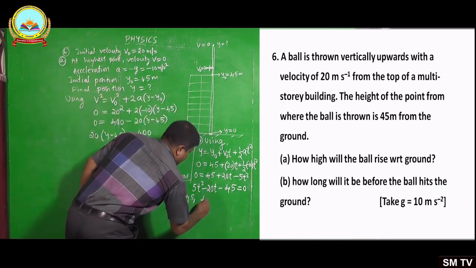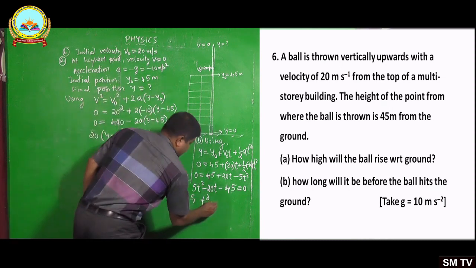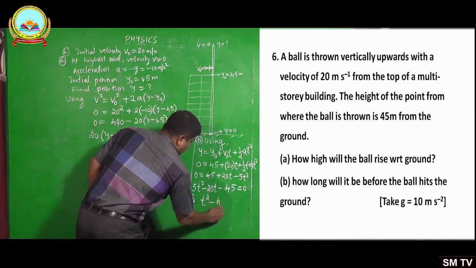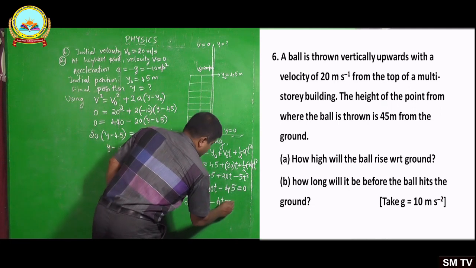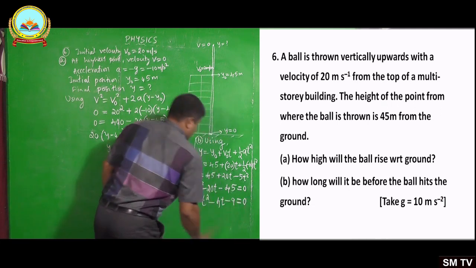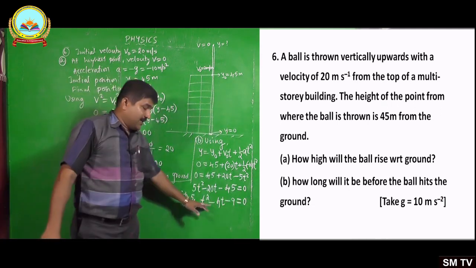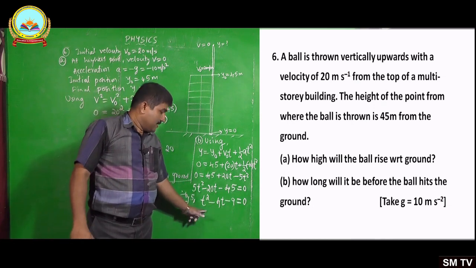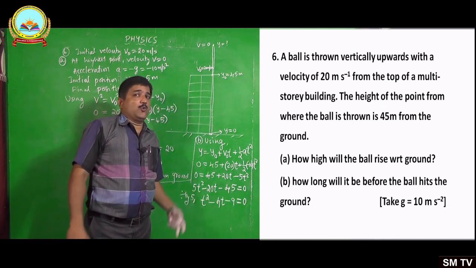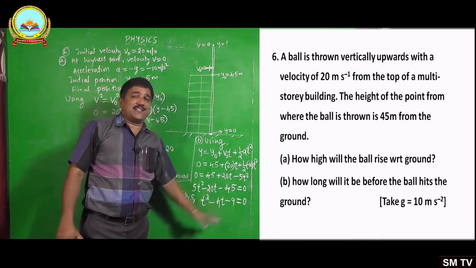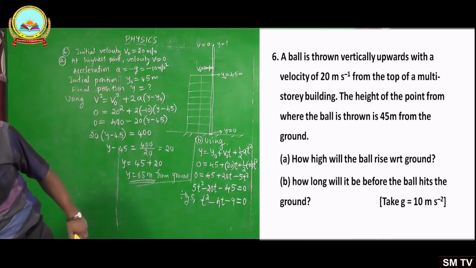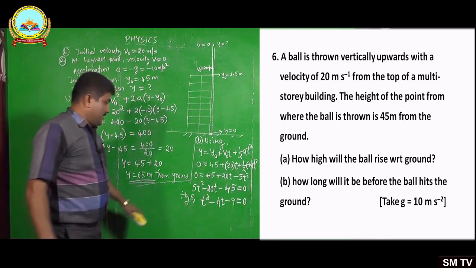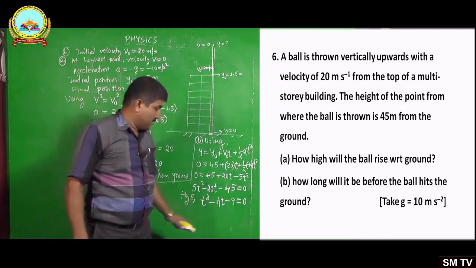So we get t square minus 20 by 5, which is 4, 4t, then 45 by 5 is 9, so that is equal to 0. Now this is the quadratic equation in time t. We have to solve this equation. Two ways you can solve: one is factorization, another is using the quadratic equation formula. Both ways you studied in earlier classes.